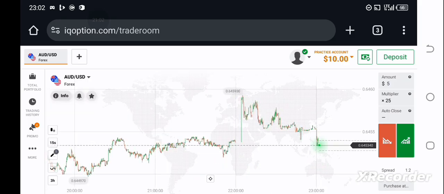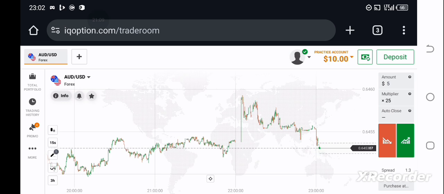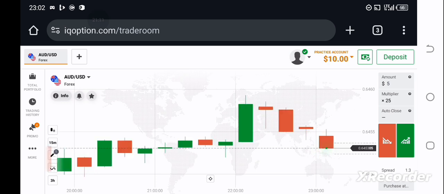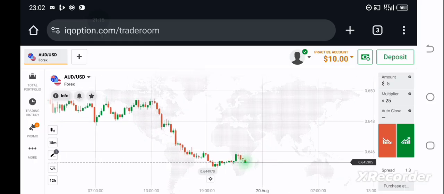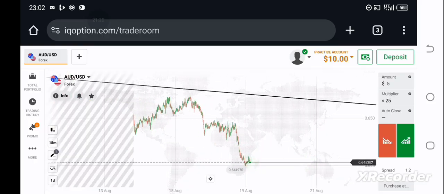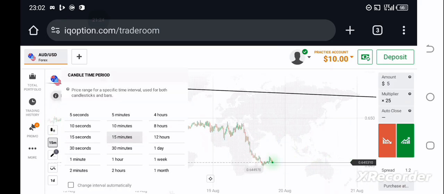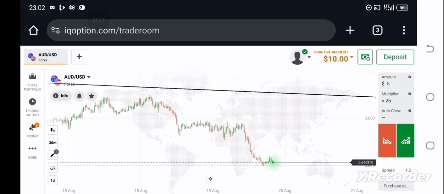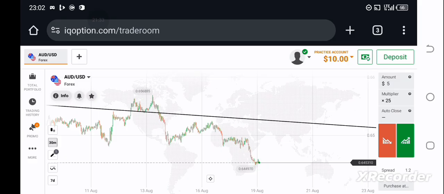So you can see a clear downtrend. Sorry, I said 15 seconds, but this is the 15 minutes time frame. You can see it is still a downtrend market. Look at the chart we drew from 1 day. You can see that it is still a clear downtrend. So let me see for 30 minutes. You can see a clear downtrend.